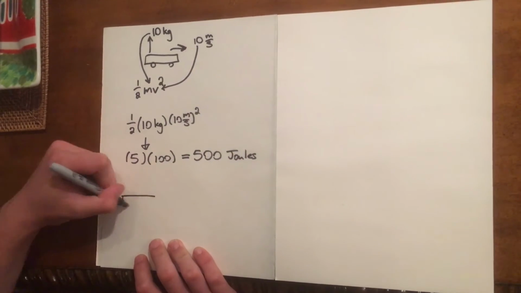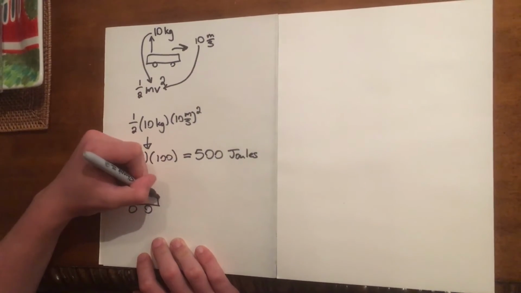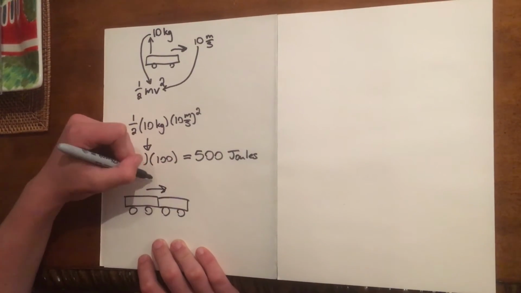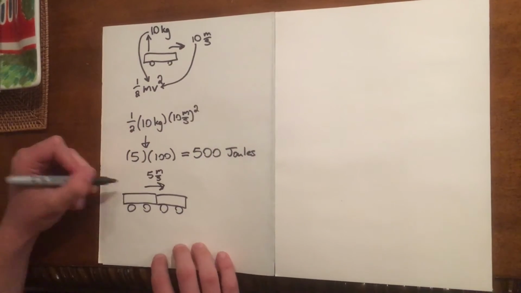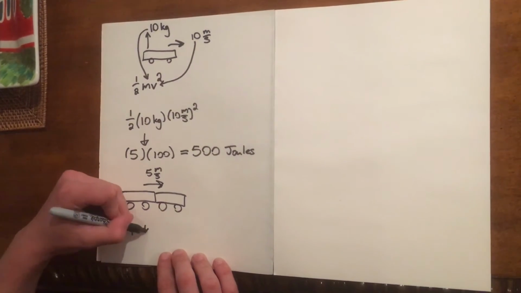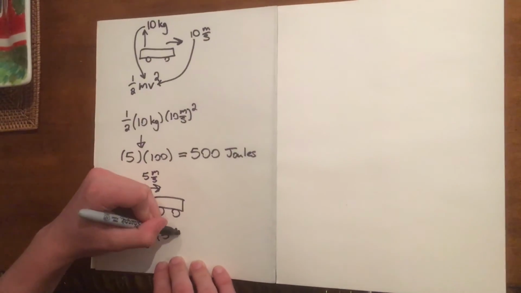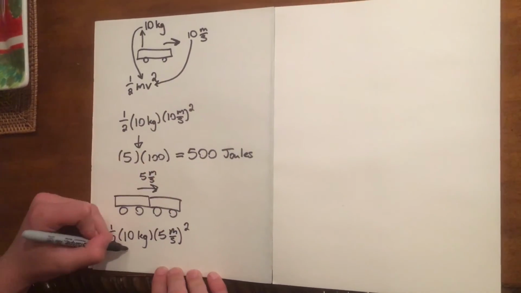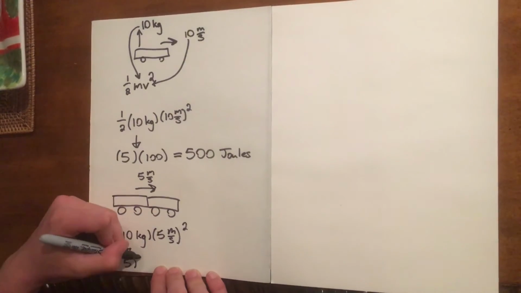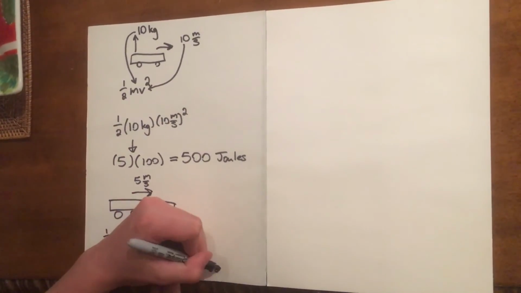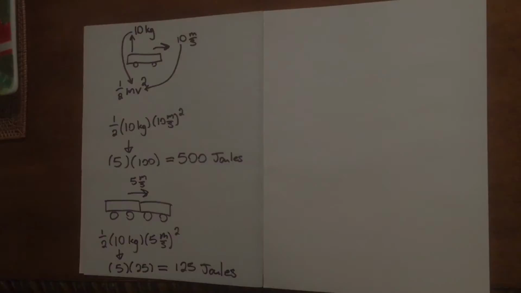But once it collides with the second car, they would both have a velocity of only 5, which means the mass would stay the same, but the velocity would change. The velocity would drop to 5, which means that the kinetic energy would only equal 125. And that would be in joules, because joules is the SI unit of kinetic energy.